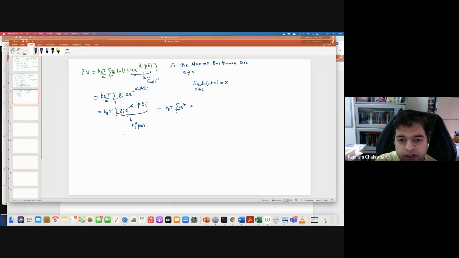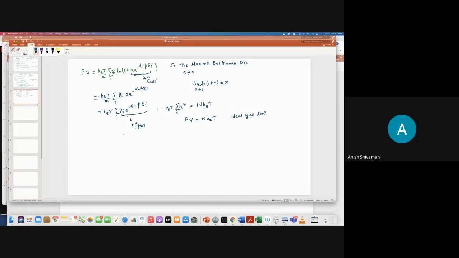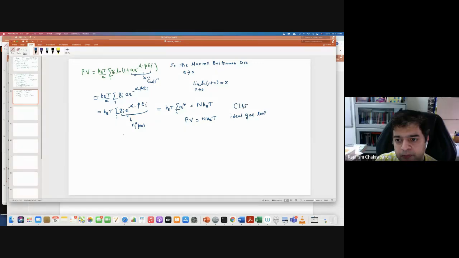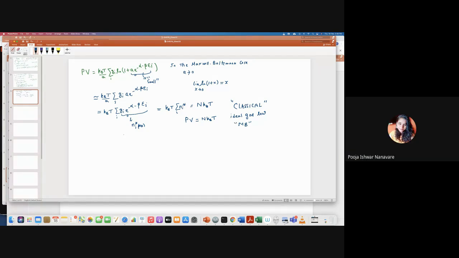The sum over Ni star has to be equal to N, the total number of particles. So what I have is, I think capital P I'm writing, the ideal gas law, isn't it? But classical, okay? That's why it follows the Maxwell-Boltzmann distribution. Okay, is this clear?